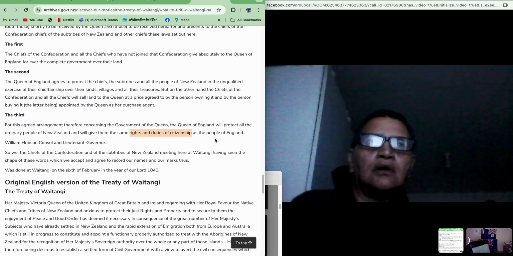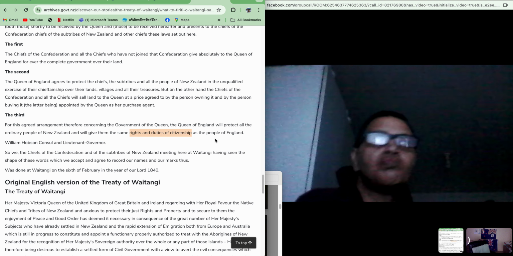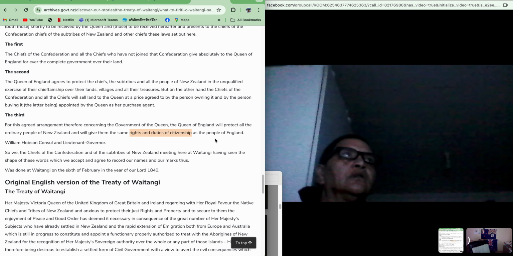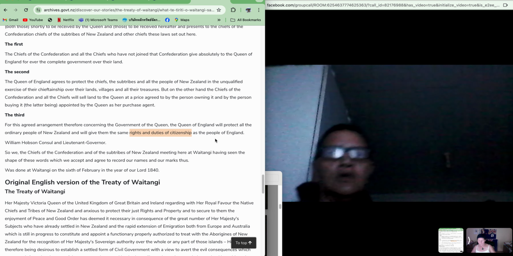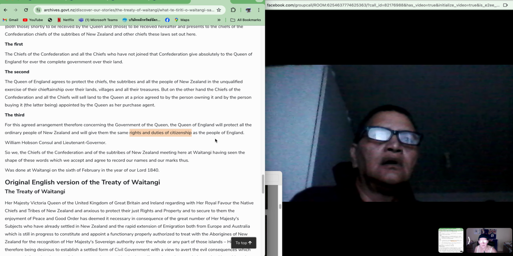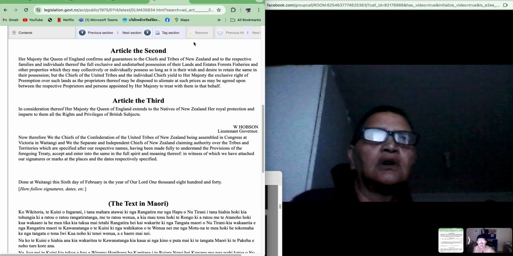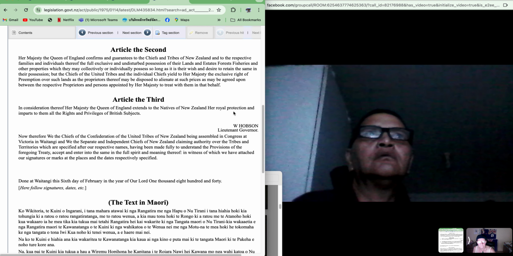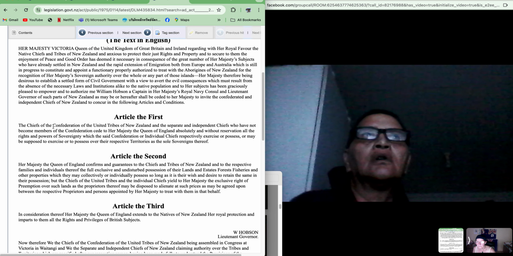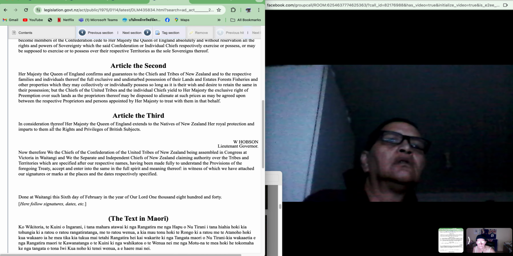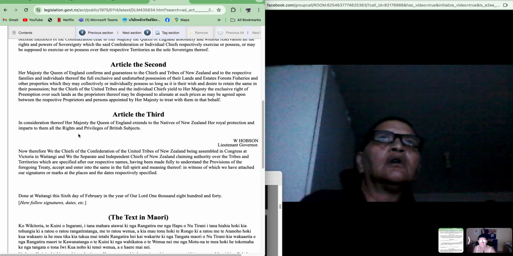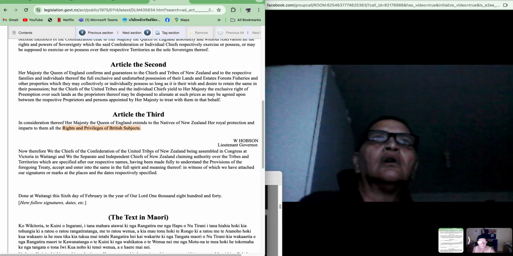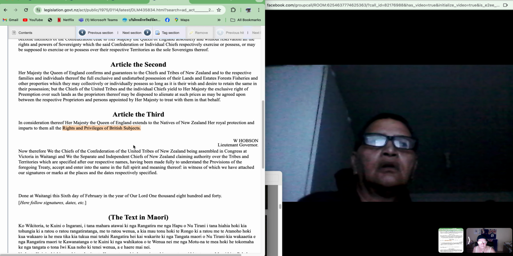Hang on. So if we go to, I really wanted to tell Ratana about this so he can see where I'm going with all this. So you see here on this third article here, it says that she'll give, if the Majesty, the Queen of England, gives her royal protection and imparts to them all the rights and privileges of British subjects. Right? Can you see that?